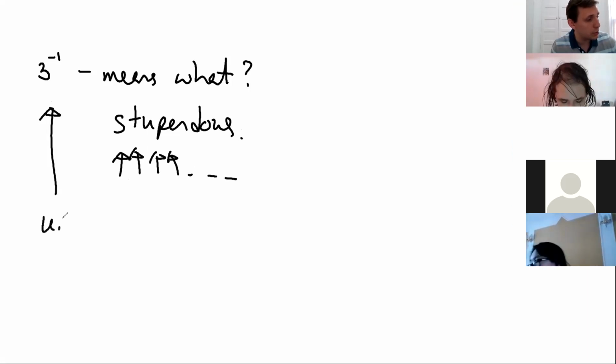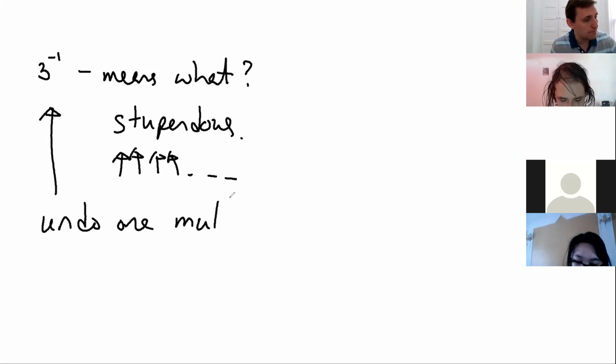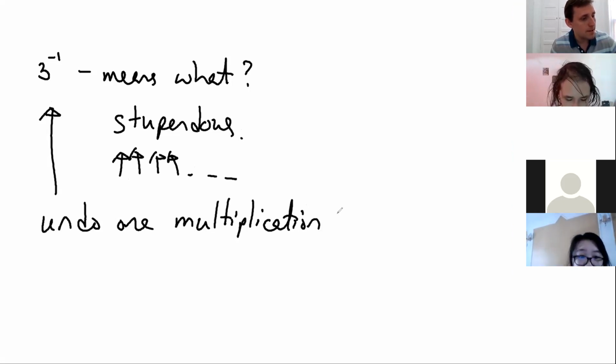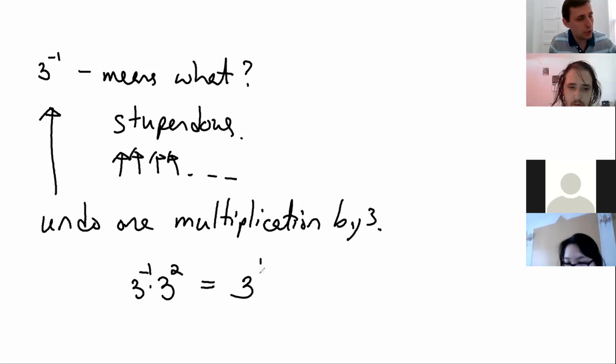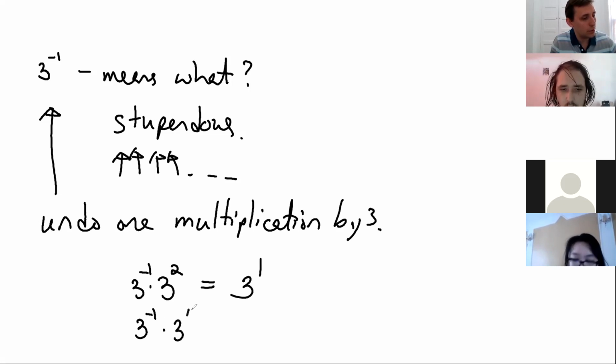It means undo one multiplication by 3. That's what it means. So for instance, if I have 3 squared and I multiply it by 3 to the -1, I'm undoing one of the multiplications. It should be 3 to the 1. If I have 3 to the -1 times 3 to the 4, I'm undoing one multiplication by 3. That should be 3 cubed, right?